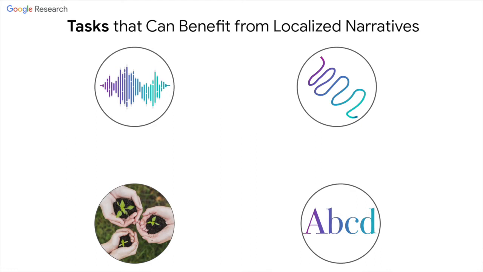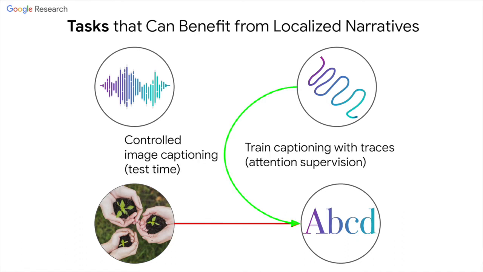So which tasks can benefit from localized narratives? Here we represent the 3 streams of annotations plus the image pixels. Standard image captioning takes an image as input and outputs a caption. Localized narratives could be more training data in this case. But we could also use the mouse traces. If we use them at train time only, they could be seen as a supervision signal for the attention mechanism. If we have them at test time too, we can perform controlled image captioning. In our work, we demonstrate this application.